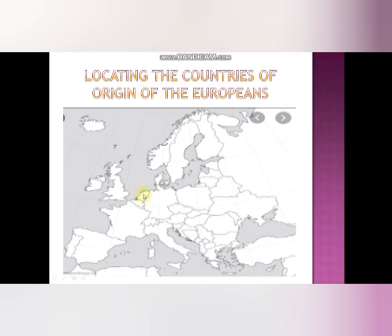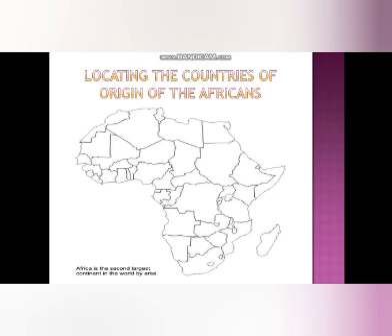So I guess that's it for the Europeans, and we are moving now to the Africans. It says locating the countries of origin of the Africans. Alright, so we're going to look at that right now. We know that these countries are located on the west coast of Africa and also Central Africa.